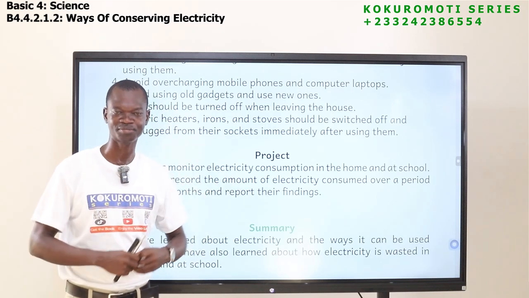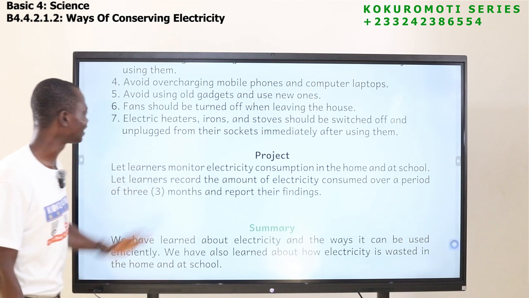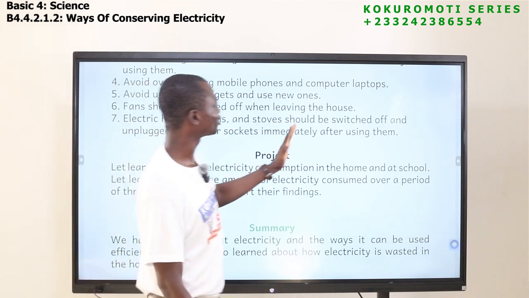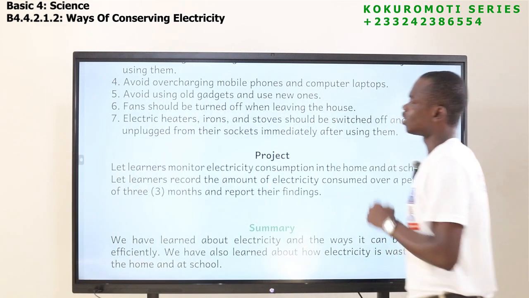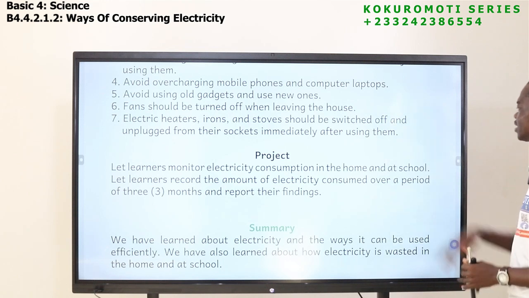Let's turn it off. The 7th one, electric heaters, irons and stoves should be switched off and unplugged from their socket immediately after using them.